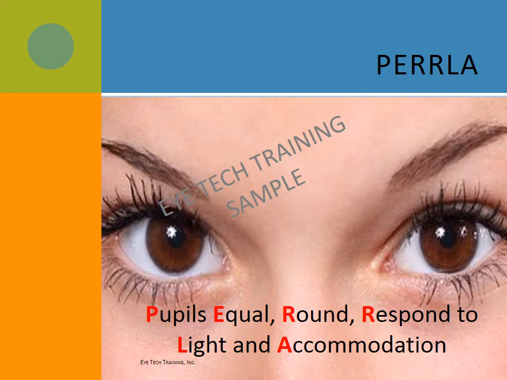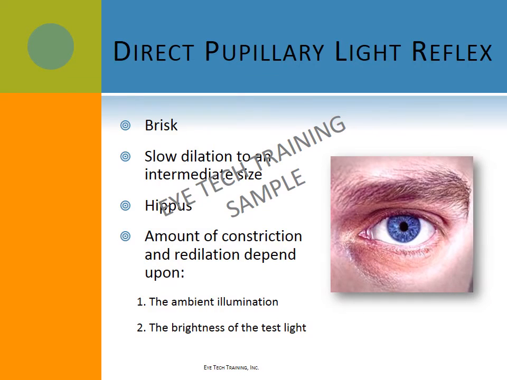The mnemonic PERLA stands for pupils equal, round, respond to light and accommodation. When checking the direct pupillary light response, you should see a brisk constriction to a minimum size, followed by a slight relaxation to an intermediate size. This might be followed by hippus, that state of unrest in the size of the pupil under steady illumination. The amount of constriction and relaxation you see depends upon how bright your room light is and how bright your test light is.